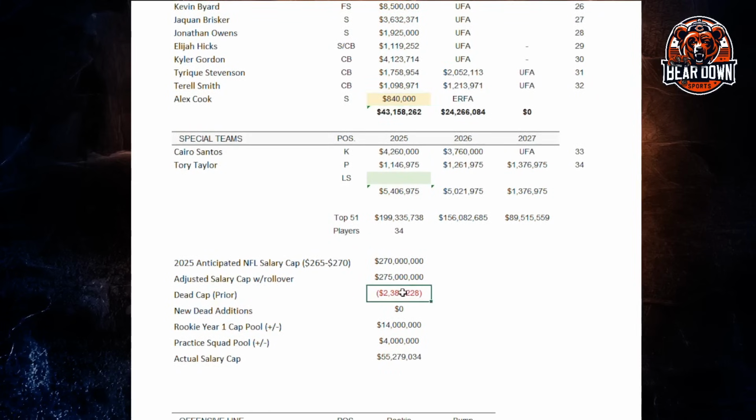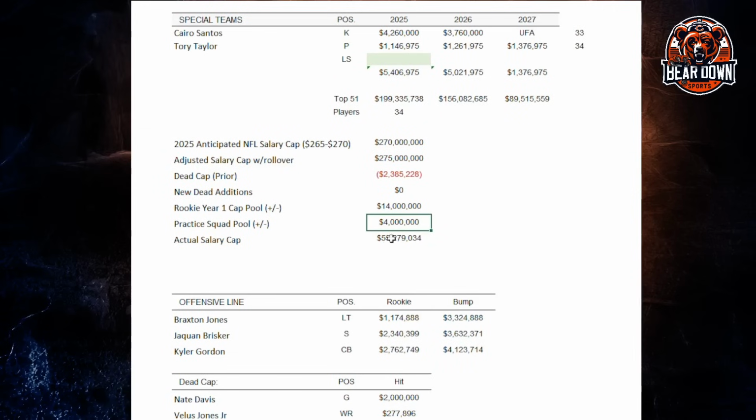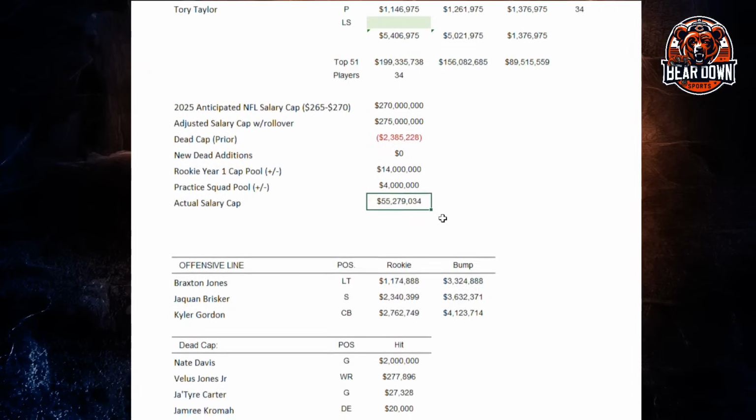Here's the dead cap prior. Adjusted caps around 2.7 or 275 million. No new debt additions yet. Rookie pool will be about 14 million. Practice squad's going to be about 4 million. So you're going to see our actual salary cap is going to be 55,279,000 available to spend in free agency. So that's where we stand now.